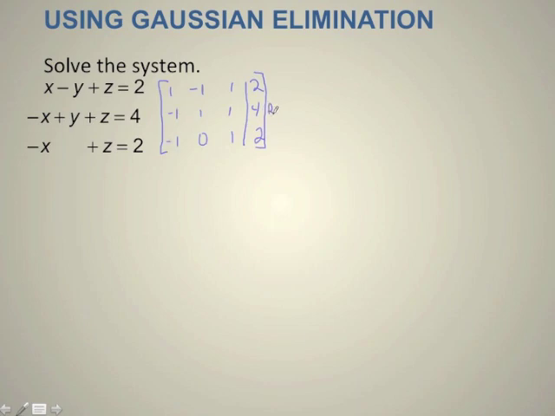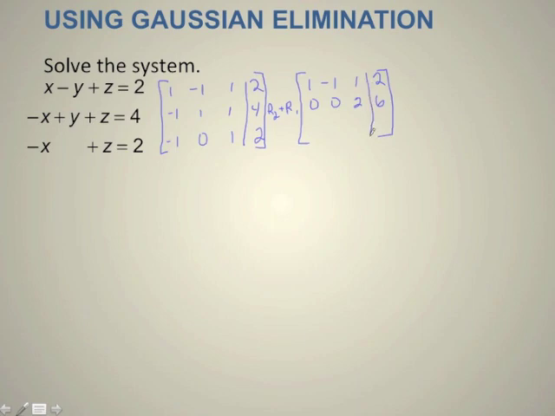So I'm going to take row 2 and I'm going to add row 1 since 1 plus -1 will give me that 0 I need. Row 1 will stay the same. Make sure you pay attention to the signs. 1 plus -1 is 0. 1 plus -1 is 0. 1 plus 1 is 2. And 2 plus 4 is 6.